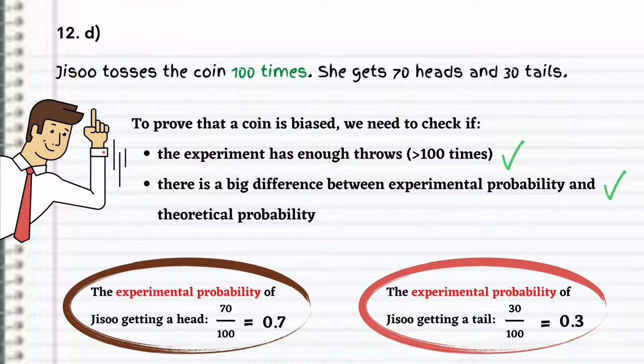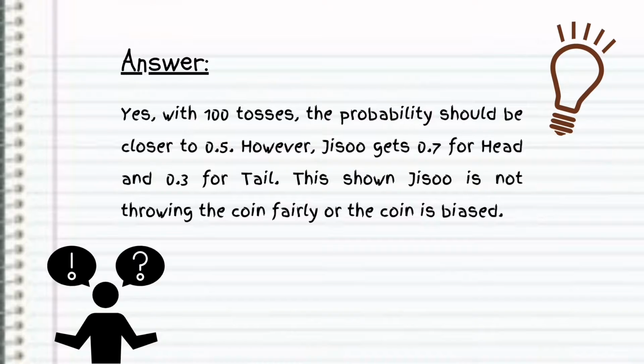The experimental probability of Jisoo getting a head is 0.7, and the experimental probability of her getting a tail is 0.3. 0.7 and 0.3 are both far away from 0.5. Therefore, the answer will be a yes. With 100 tosses, the probability should be closer to 0.5. However, Jisoo gets 0.7 for head and 0.3 for tail. This shows Jisoo is not throwing the coin fairly or the coin is biased.